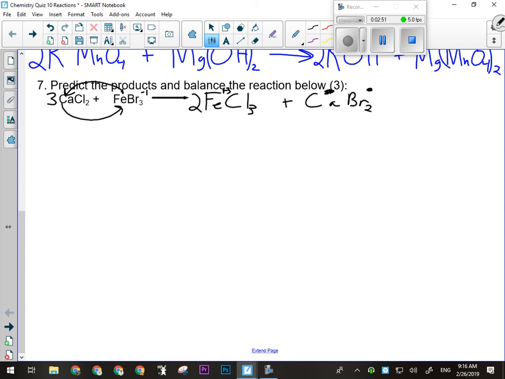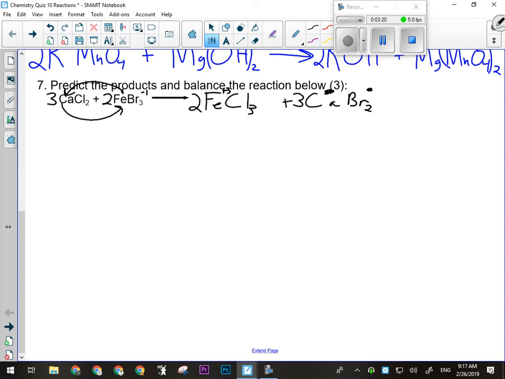So now my chlorines are balanced, but obviously I've put in 2 numbers that affect other elements. This 3 also affects the calcium, so I need to go over here and make sure that I have 3 calcium. When I do that, it gives me 6 bromines. So I've got to come back over here and make sure that I have 6 bromines by putting what here? A 2. When I do that, it gives me 2 irons, and I have 2 irons over there. So I'm good. That's the prediction process.